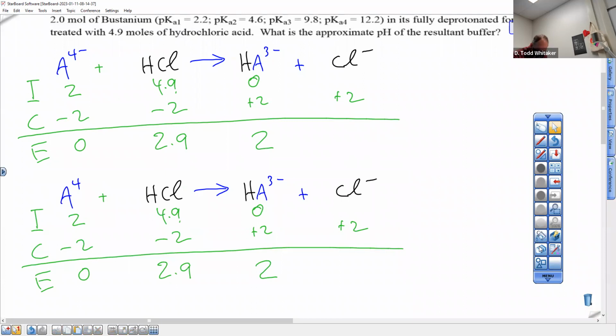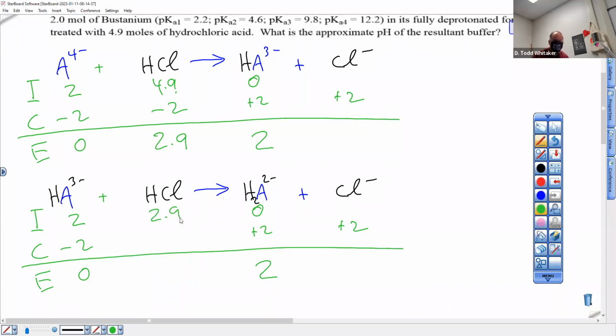Not fair, that's what I say. You didn't start with A4 minus. Hello, I need my eraser. And you did start with 2 of whatever's here. It's HA3 minus. And you're going to end up with H2A2 minus. And you didn't start with 4.9 HCl. What did you start with? 2.9 HCl.